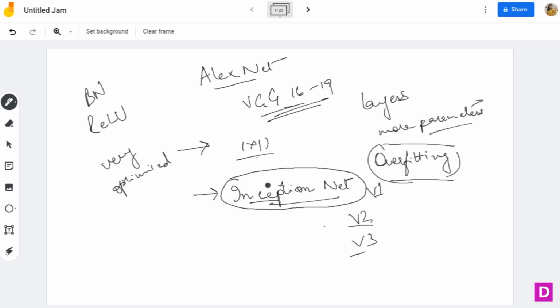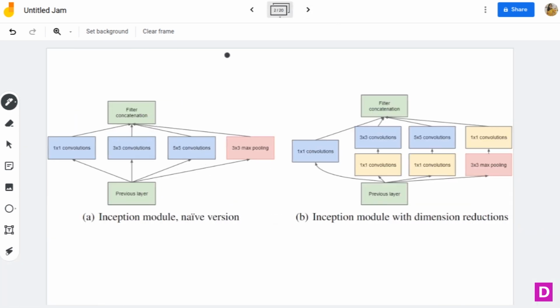So now let us understand InceptionNet. The main idea behind InceptionNet is that for going deeper, we should try going wider as well. Let me explain this in more detail with the diagram here. This was the basic naive InceptionNet module. We'll understand this first because this was the one that was used a lot, and then we'll go and understand one with dimension reductions.